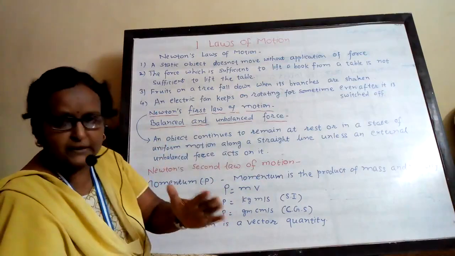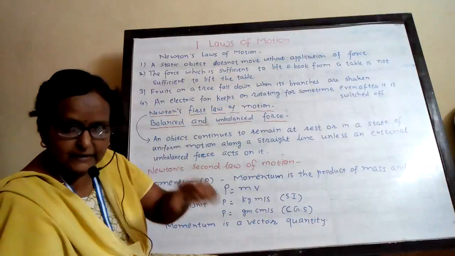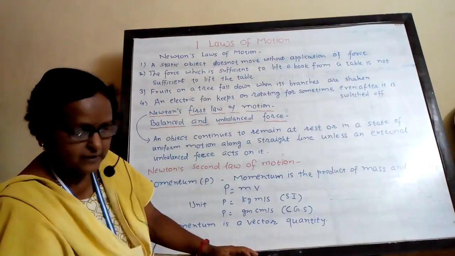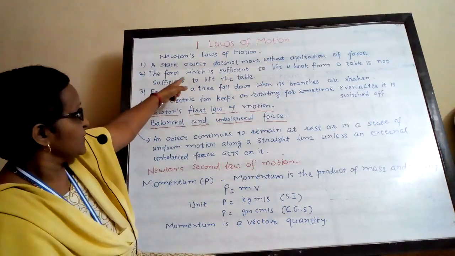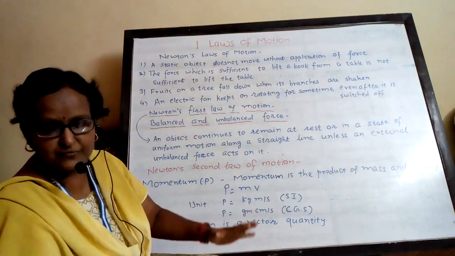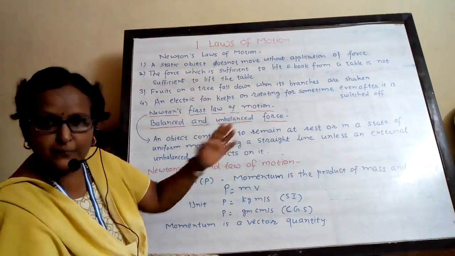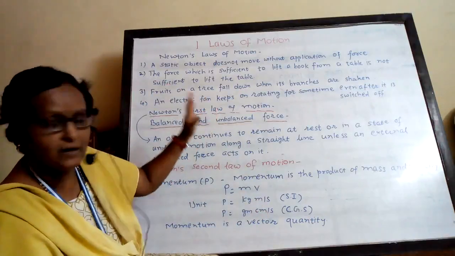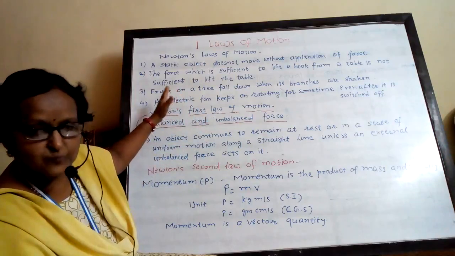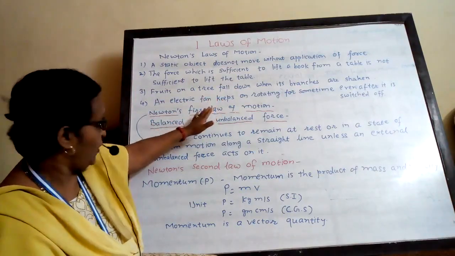So this property of the object is called inertia, and that inertia is related to the mass of the object. Just now we have seen this example. The force which is sufficient to lift a book from a table is not sufficient to lift the table because the mass of the table is more than the mass of the book. Means this property, inertia, is related to the mass of the object.